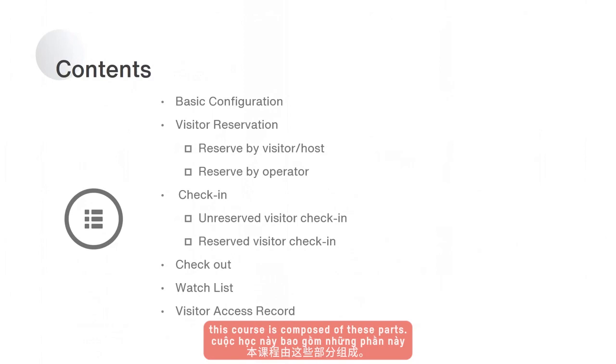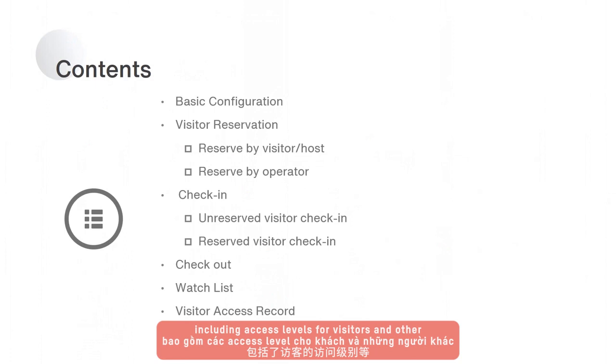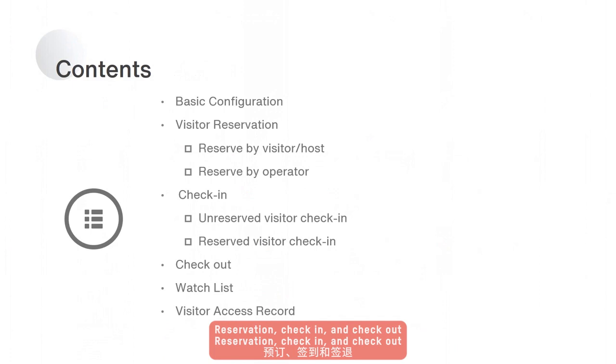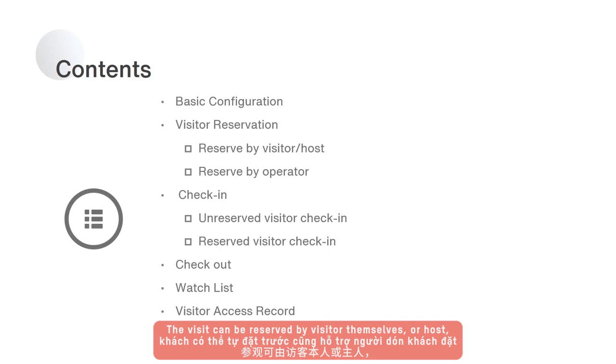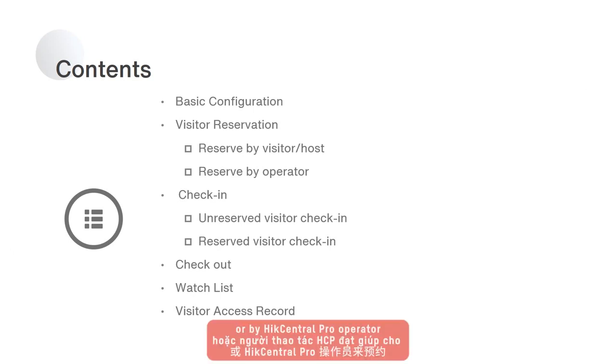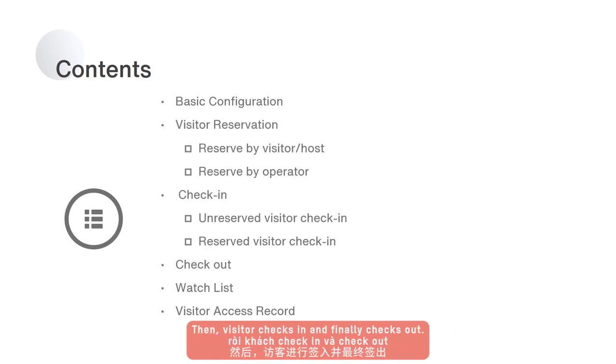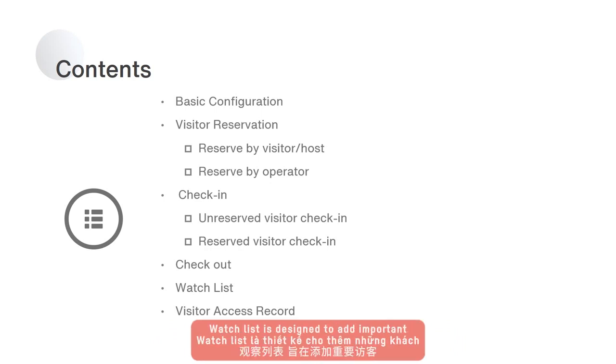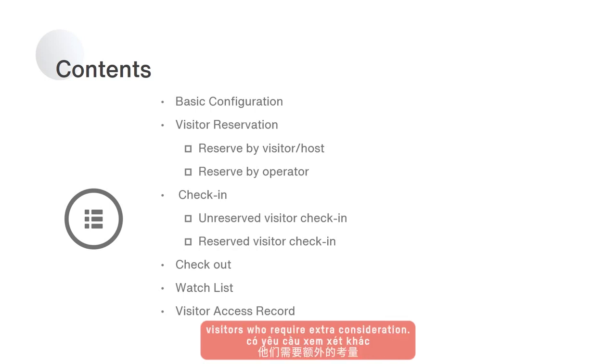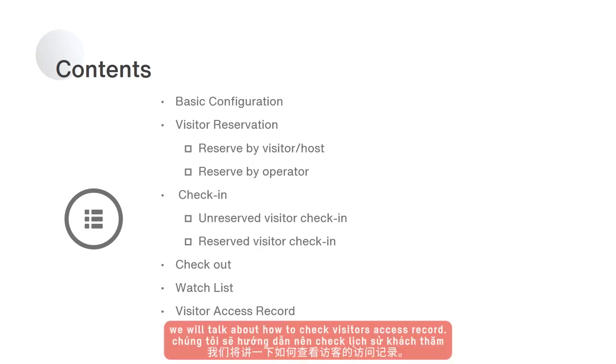This course is composed of these parts. Start from the basic configuration, including access levels for visitors and other important parameters. Reservation, check-in, and check-out are three main steps. The visit can be reserved by visitor themselves, or host, or by HikCentral Pro operator. Then visitor checks in and finally checks out. Watch list is designed to add important visitors who require extra consideration. And finally, we will talk about how to check visitors' access record.